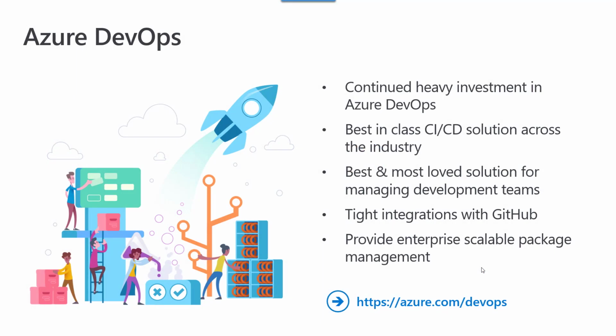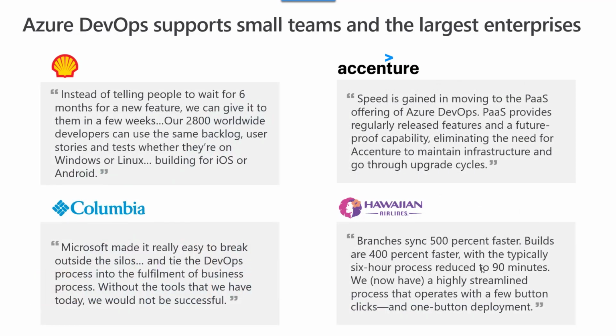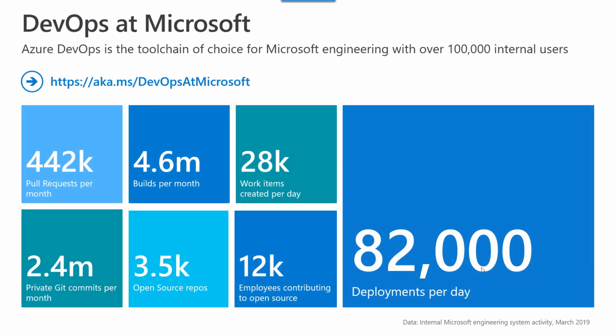Why Azure DevOps? Microsoft heavily invests in Azure DevOps. It is considered the best-in-class CI/CD solution across the industry. Planning and management is considered a very powerful solution. It has very tight integration with GitHub and provides enterprise scalable package management. Azure DevOps supports small teams starting from 2 or 3, it's free up to 5 users, and it is implemented and used by many enterprises.